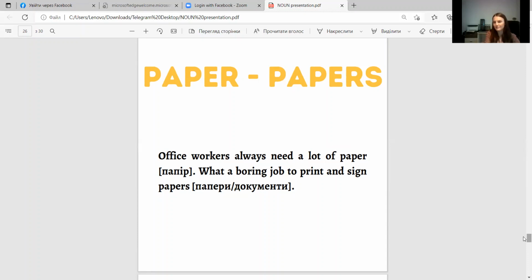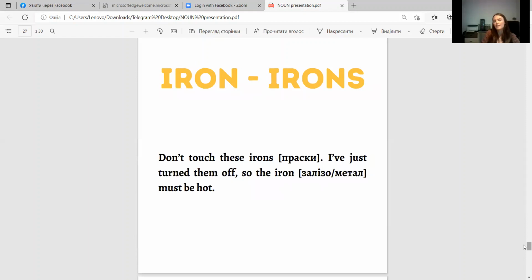Iron or irons. Don't touch these irons. Я праски не торкайся. I just turned them off. Я їх лише щойно вимкнула. So the iron must be hot. Залізо, метал гаряче, так?